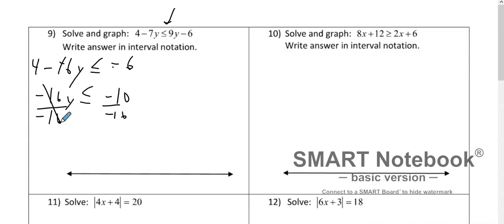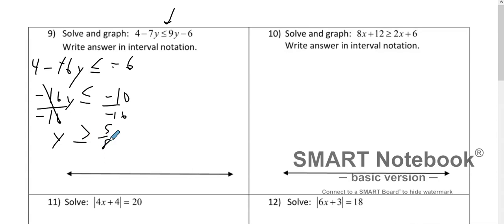To get rid of the negative 16, I'm going to divide by negative 16. When I do that, as soon as my brain says, or my lips say, divide by negative, I need to remember to flip the symbol. So y is greater than, I'm going to reduce this right here, positive, negative divided by negative, and 2 goes into 10 5 times, and 16 8 times. So y is greater than or equal to 5/8.